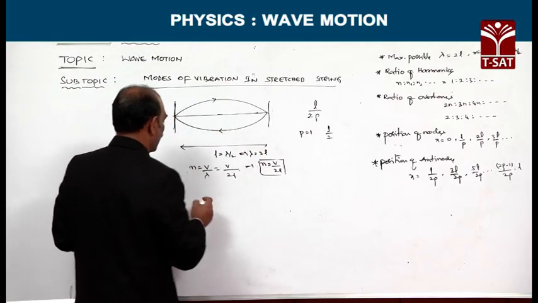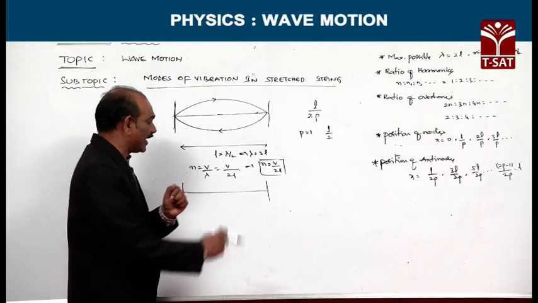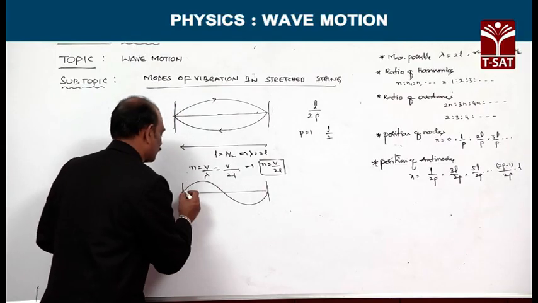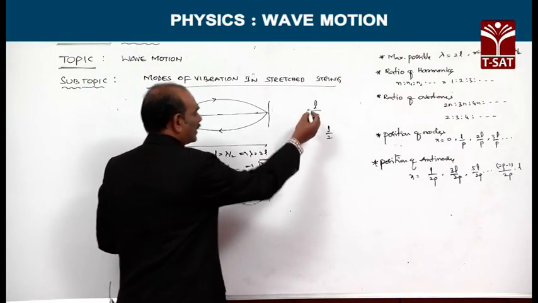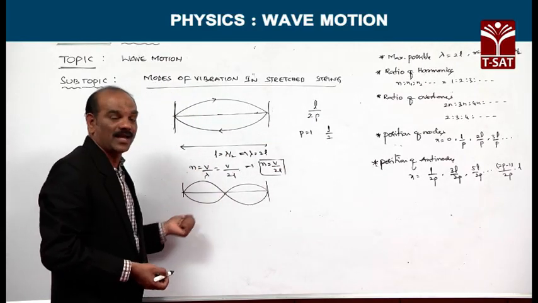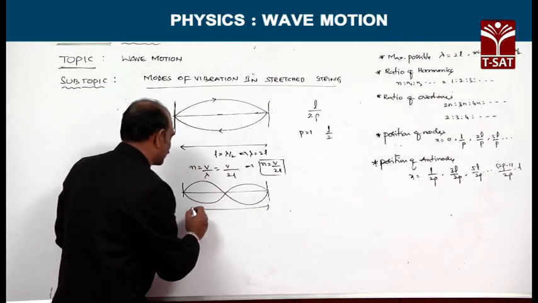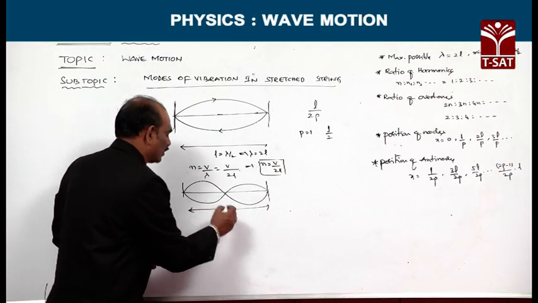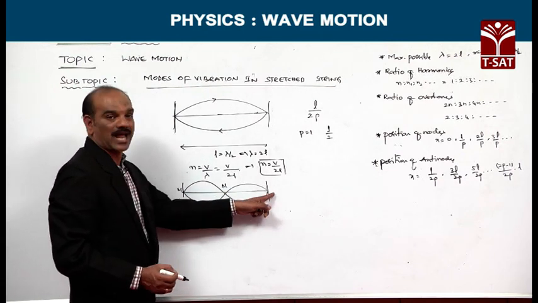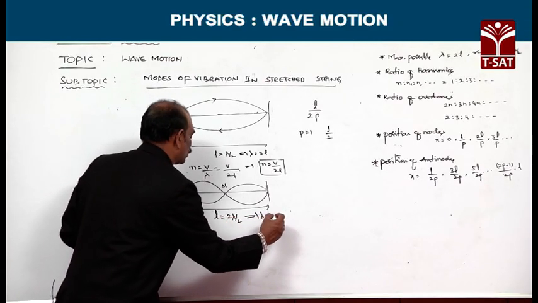Now, the same string is plucked at a point such that it is vibrating with two loops or two segments. In this case, we have to pluck the wire at a distance given by the formula L by 2P, with P = 2, so L by 4. So we pluck the wire at a distance of L by 4 from one end, and it vibrates with two loops. Then the length of the string is equal to lambda. This is a node, this is a node, this is a node. Node to node is lambda by 2. Lambda by 2 plus lambda by 2 gives 2 lambda by 2. From this, lambda = 2L by 2.